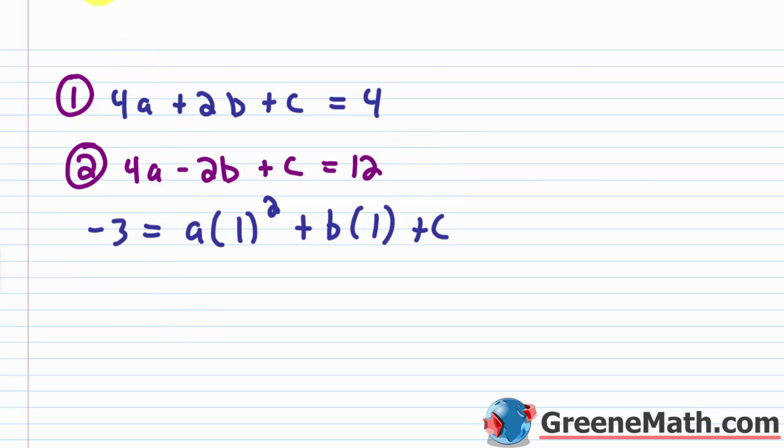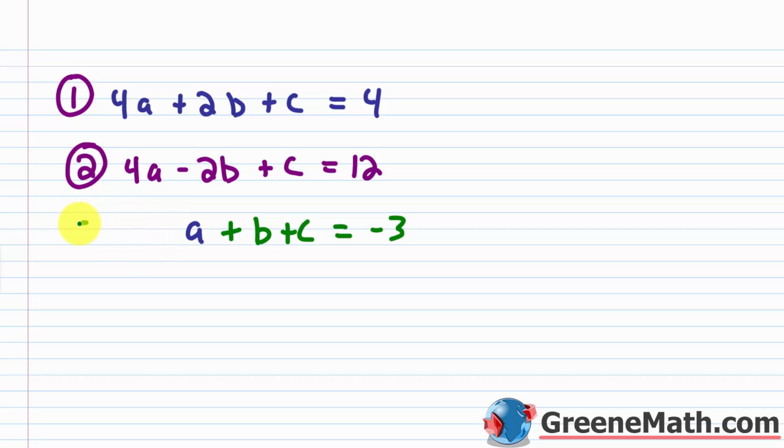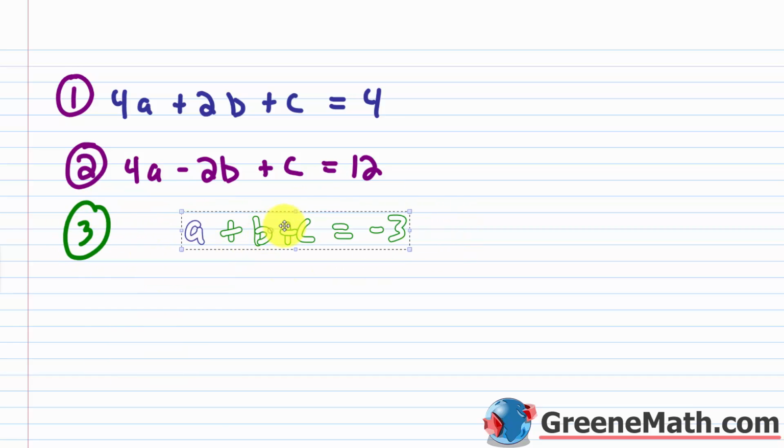Okay, so one more to do. So we have 1 squared, which is 1. You can just get rid of that. 1 times b is just b, so you get rid of that. So you have a plus b plus c, so a plus b plus c. And this equals -3. So let's get rid of this. Let's put this as equation 3, and let's slide this down.